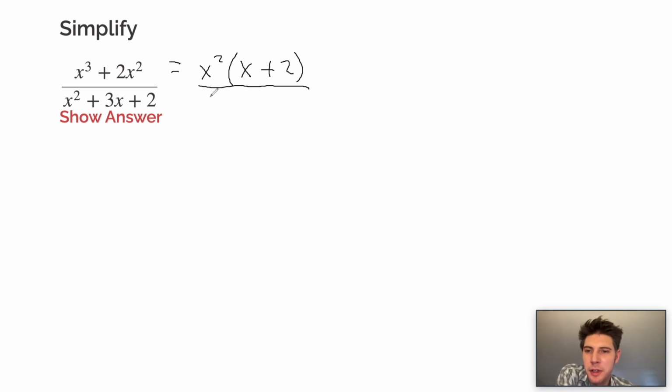Now the bottom, this is a trinomial, so it's going to be one of these things with the 2 parentheses. And we want two numbers that multiply to 2 and add to 3. Well, two numbers that multiply to 2 and add to 3 are going to be 1 and 2.